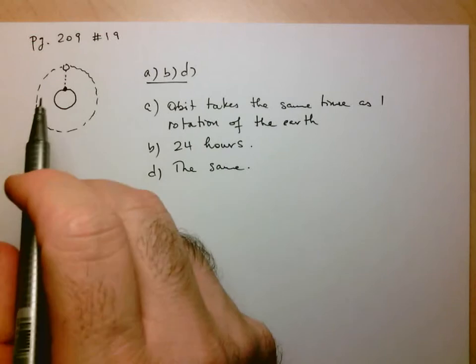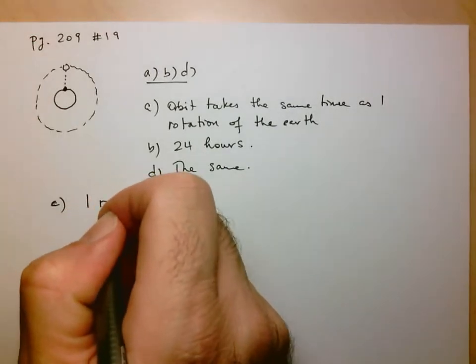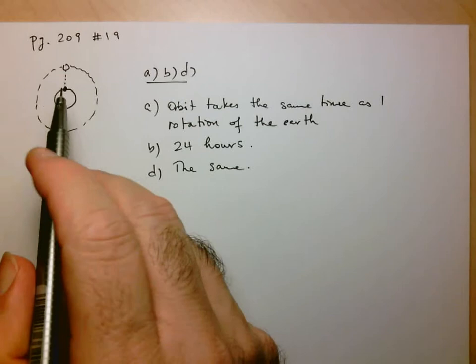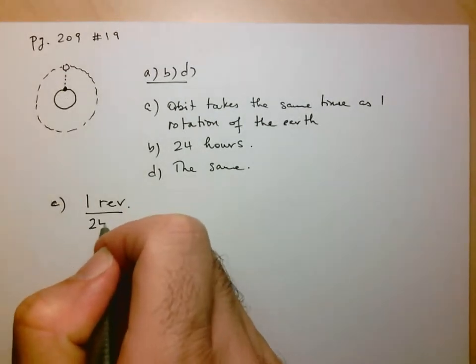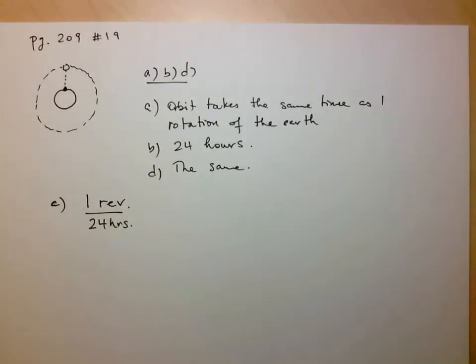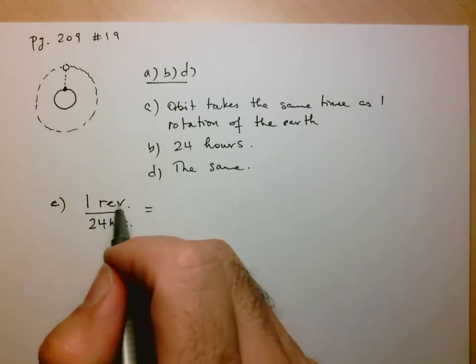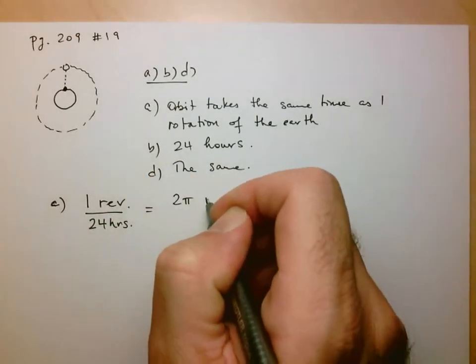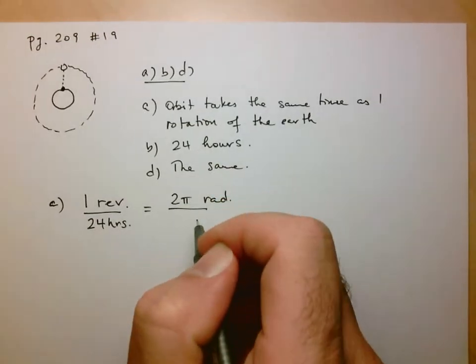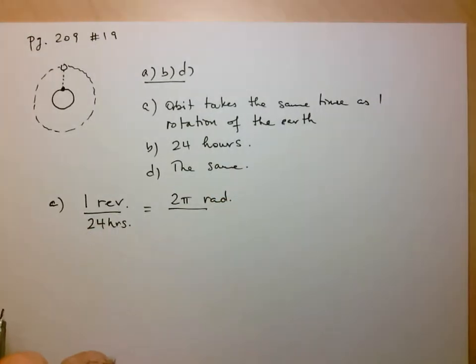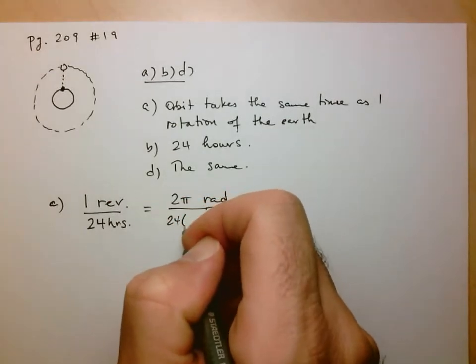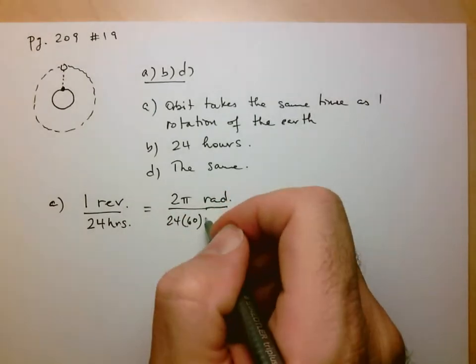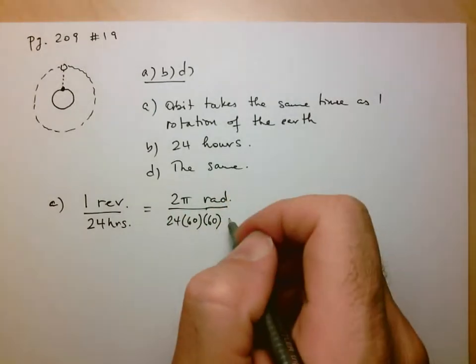So what's going on here? We have one revolution, which is going to take the same amount of time as one rotation of the Earth, so that's going to occur in 24 hours. What we need to do is turn that into radians per second. We know that to complete one revolution is 2 pi radians, and for 24 hours, we just have to turn that into seconds since they want the answer in radians per second. So we have 24 hours times 60 minutes for every hour times 60 seconds for every minute.